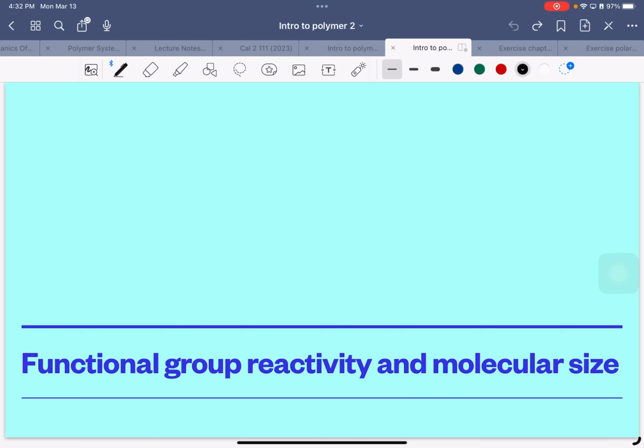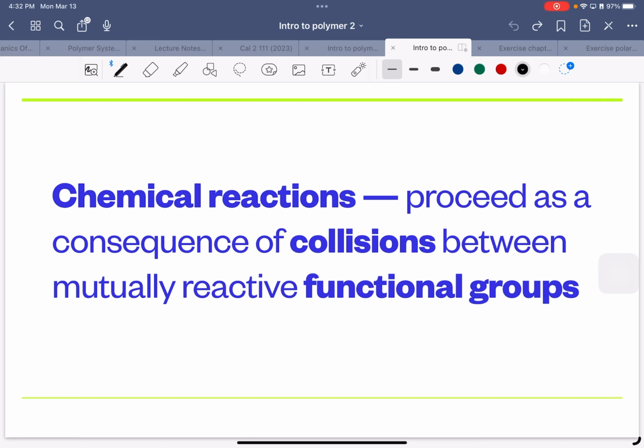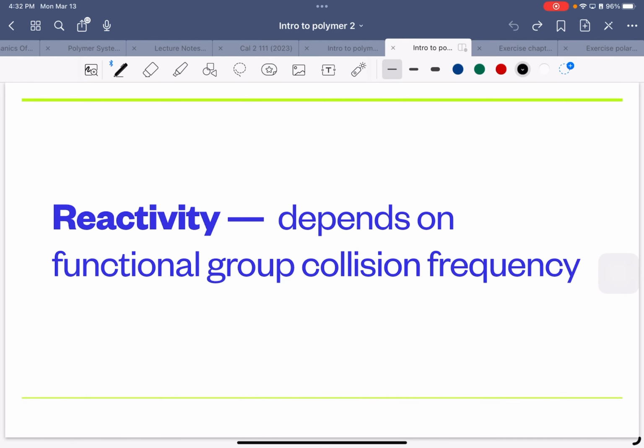Last time we discussed the principle of polymerization, specifically functional group reactivity and molecular size. As I mentioned before, chemical reactions in polymers happen because of collisions of reactive functional groups, and because of that we have polymerization. The reactivity depends on how much the functional groups collide. You can imagine a functional group moving to another reactive functional group, and they react. How frequently they interact determines how much reaction will take place.